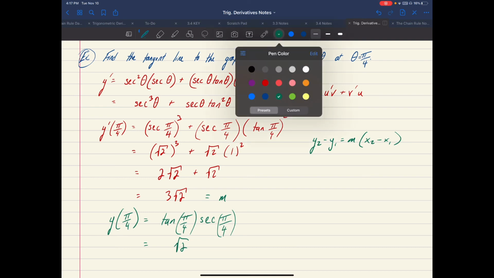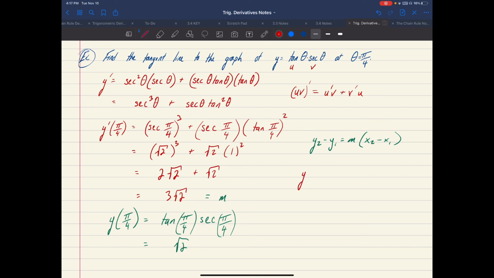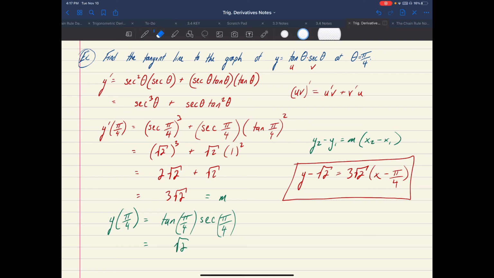If I plug all this in, I have y minus my y value, which is root 2, equals m, which is 3 root 2, times x minus my x value, which is pi over 4. So that is the tangent line to the graph at pi over 4. And I do see a little mistake there. I've been using x's because I'm used to it. This is a theta.